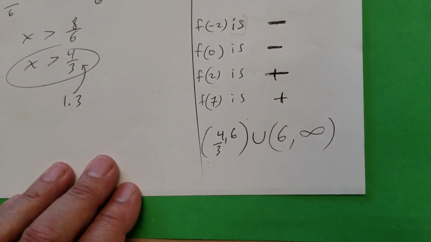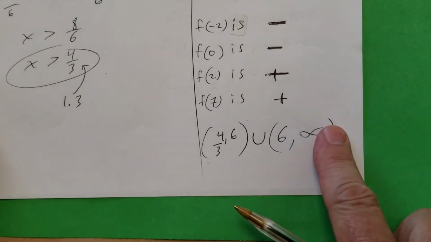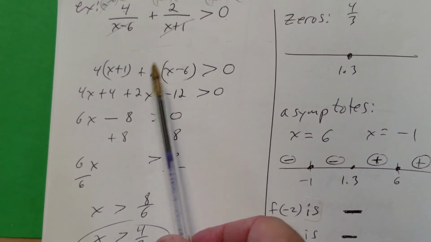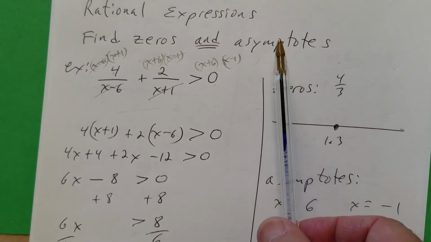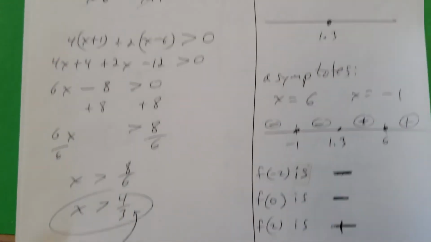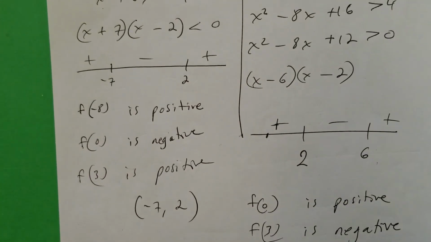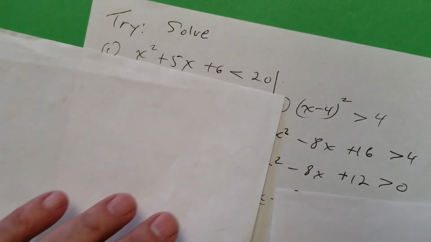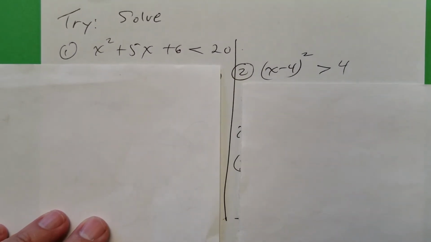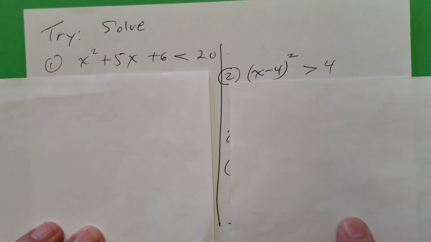All right? So what we learned today is that for rational expressions, you got to do both. You got to do the zeros and the asymptotes, not just the zeros. Okay? So let's try. Let me give you some try problems here. Here's a try problem. Here's 2 try problems. Let's do this one right now. Oh, look, good for you.